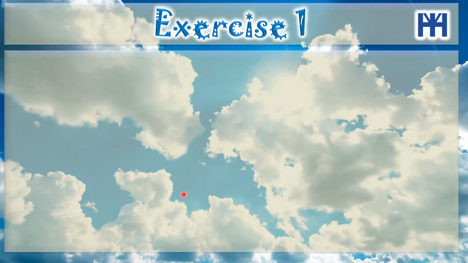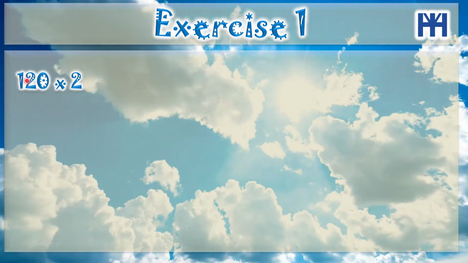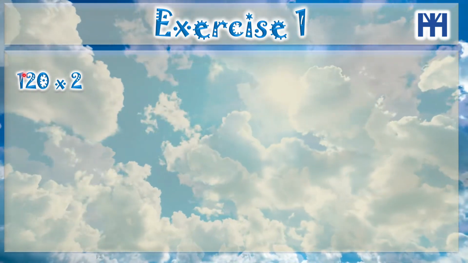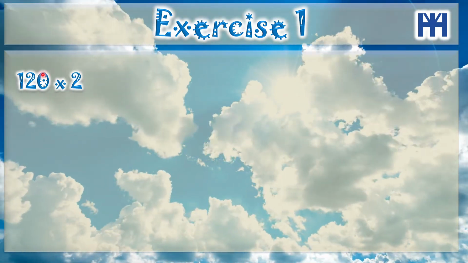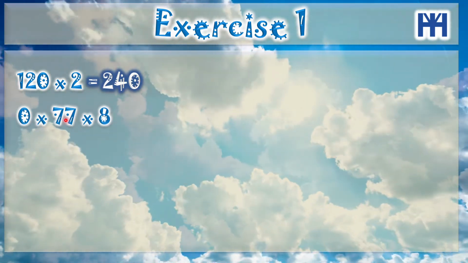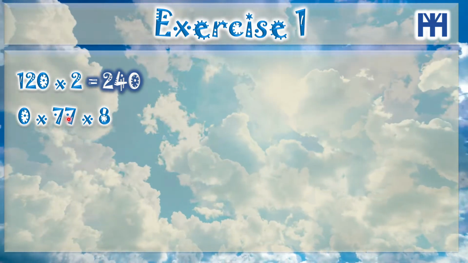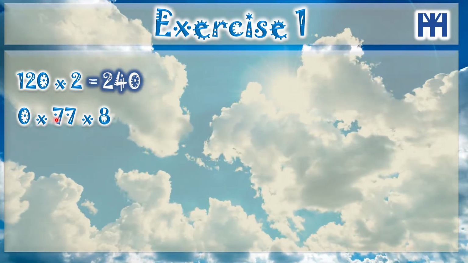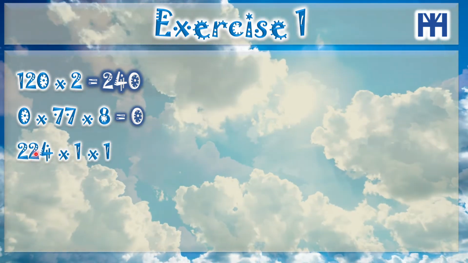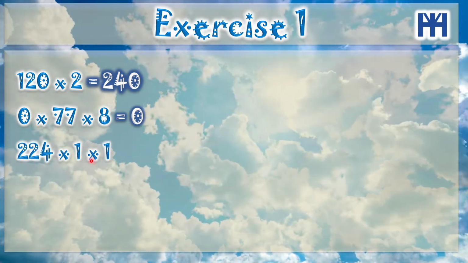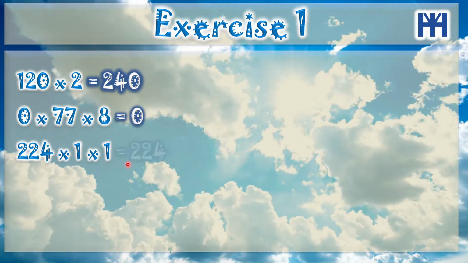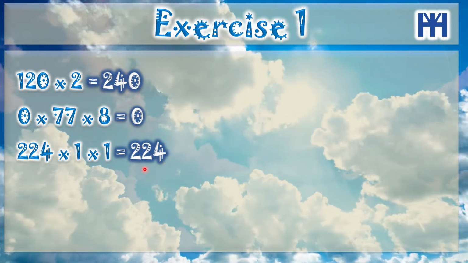Okay, exercise 1. Let's say we have 120 times 2. It's the same as 12 times 2. So 12 times 2 is 24, and add this 0. So it will be 240. Okay, 0 times 77 times 8. When you see the 0 multiplied by anything, remember it's always 0. Okay, 224 times 1 times 1. Anything times 1 will remain the same, even if we multiply by 1 million times, it will remain the same.